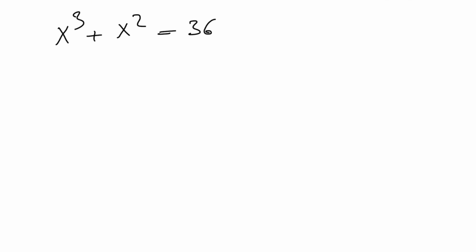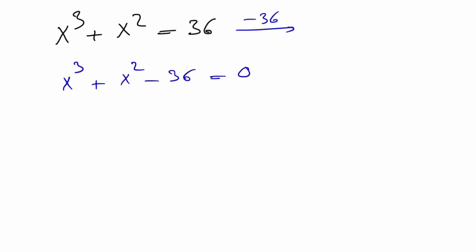So first of all, we're going to subtract 36 from both sides of this equation. So we will have x cubed plus x squared minus 36 equals 0. And so we have 36 in here that can be a hint for us. If we can write 36 as the addition of two numbers with the exponents of 3 and 2, that way we can play with this side of the equation, and we will get more room to play with the equation.